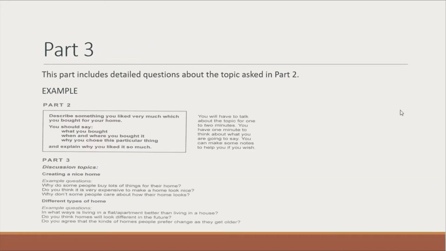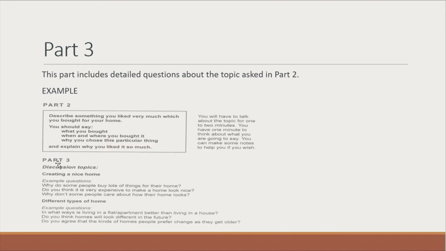Then comes part 3. This part includes detailed questions about the topic asked in part 2. The topic that was asked in part 2, in part 3, most of the questions, 90% of the questions are of the same topic. In fact, the whole of part 3 is about the same topic or a familiar topic to the one they ask in part 2. Now, for example, look at this example. Describe something you liked very much, which you bought for your home, right?